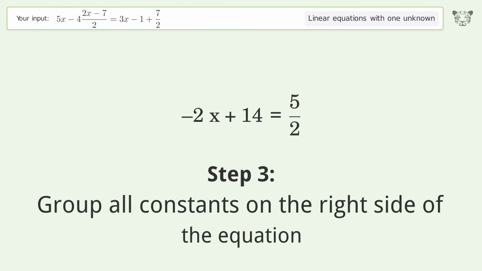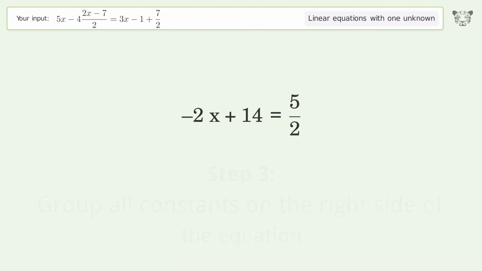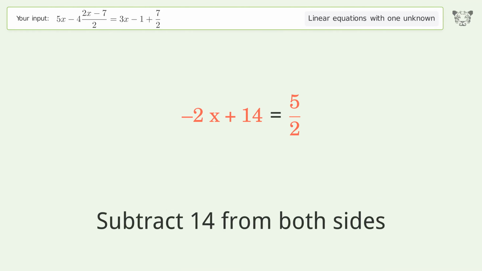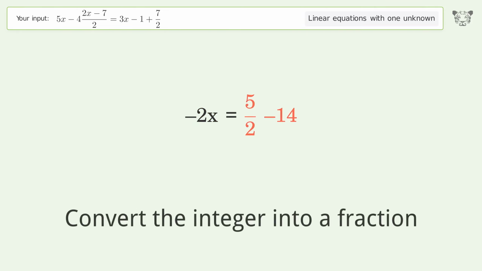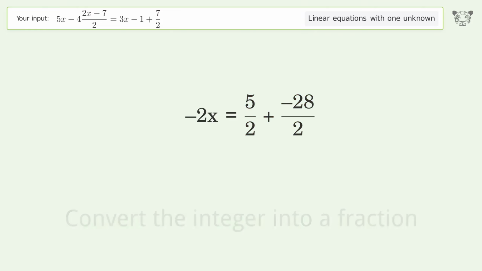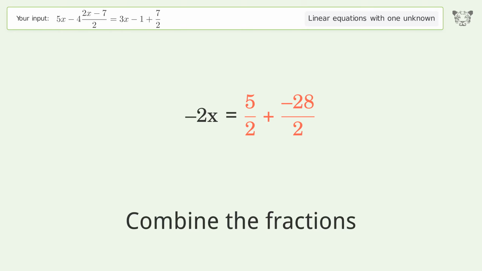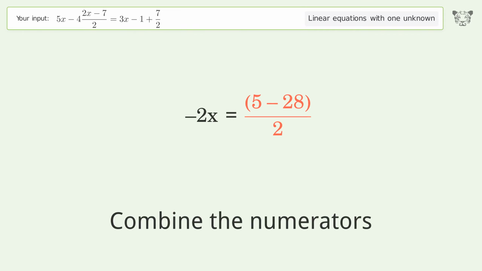Group all constants on the right side of the equation. Subtract 14 from both sides. Simplify the arithmetic. Convert the integer into a fraction. Combine the fractions. Combine the numerators.